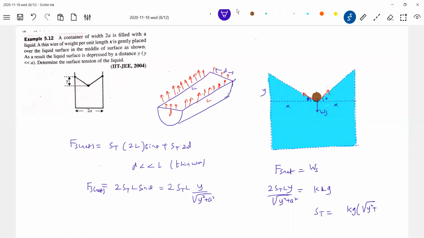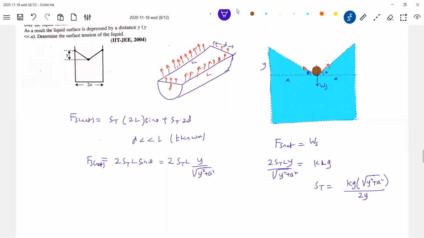Further, y is very much less than a, so everything will become Kga by 2y.